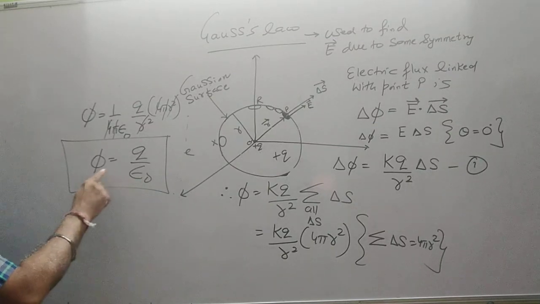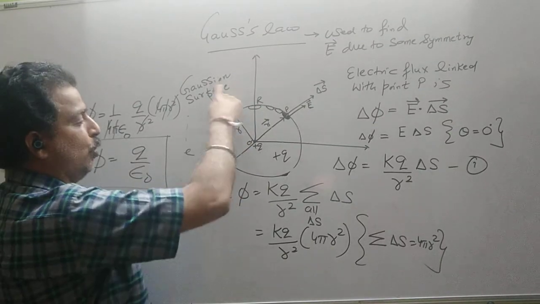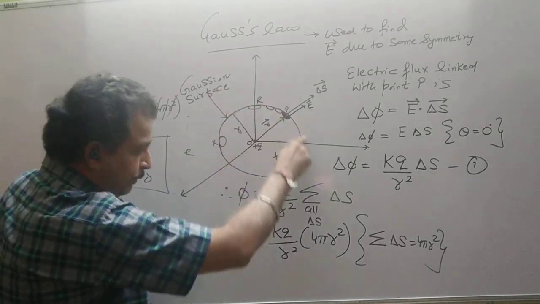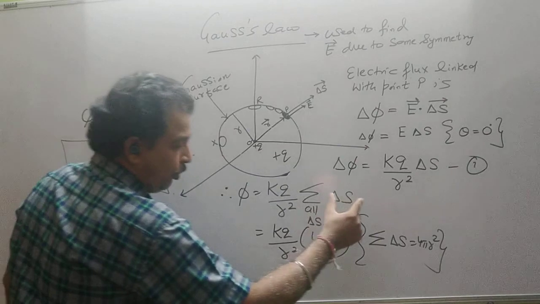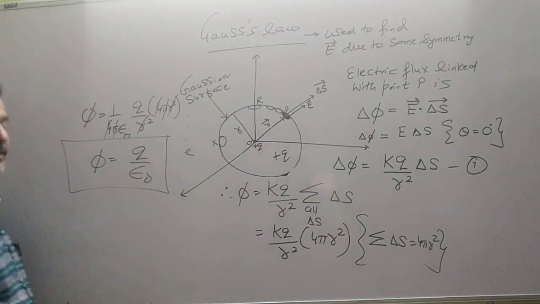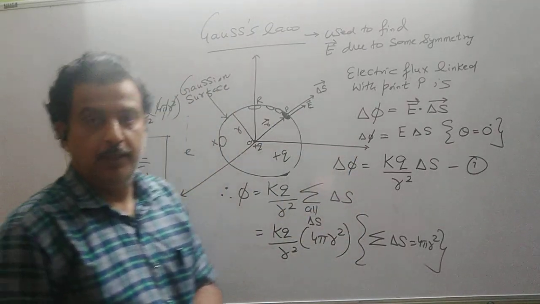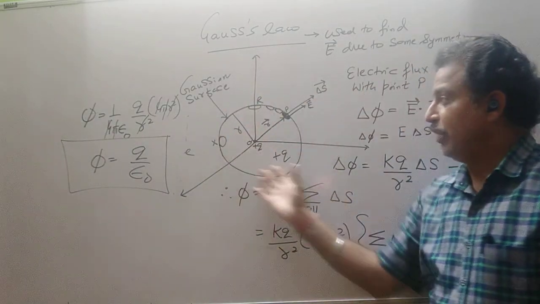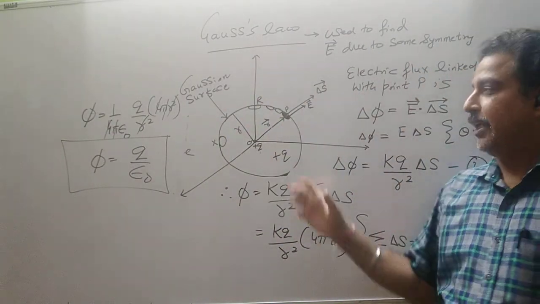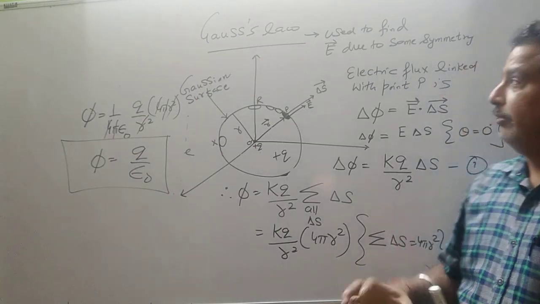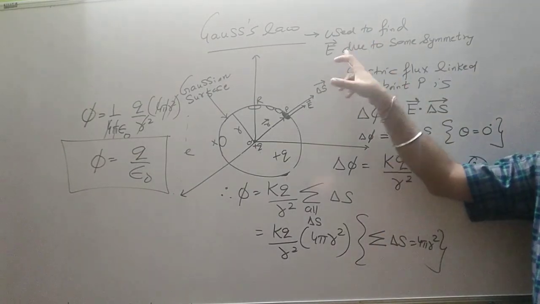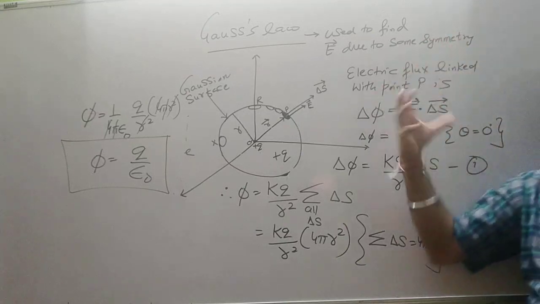So the flux linked with the closed surface, or Gaussian surface, does not depend on the shape and size, because it is the summation of the area of the surface we have chosen. Now instead of a spherical surface, we can choose any shape and size, but we have to find out the electric field intensity due to some symmetry.